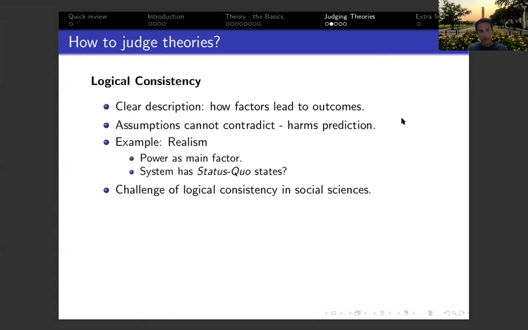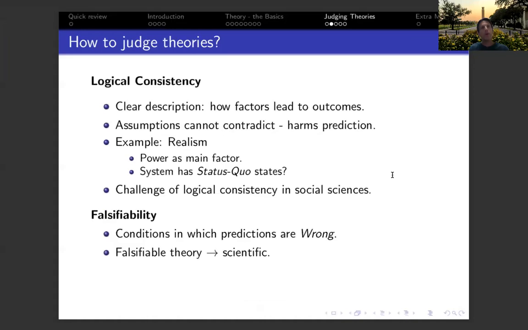A related factor to logical consistency is what's called the principle of falsifiability. When we test a theory, we should be able to identify and state the conditions under which the predictions of our theory are actually wrong. If we cannot identify such conditions, then we cannot falsify the theory, and then we question its scientific fit. This is one of the most important principles of scientific theories, our ability to falsify them and to find the specific set of conditions in which the predictions of the theory do not materialize.